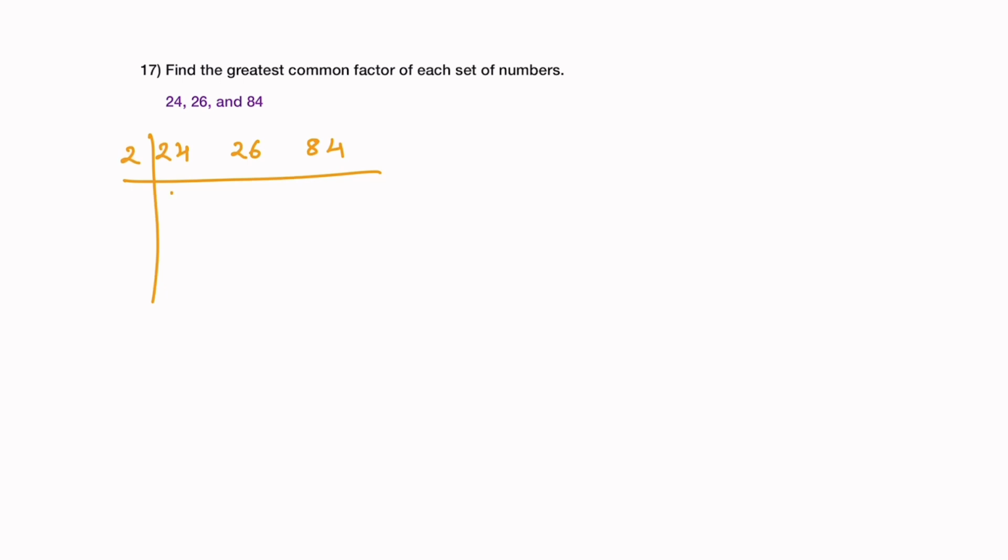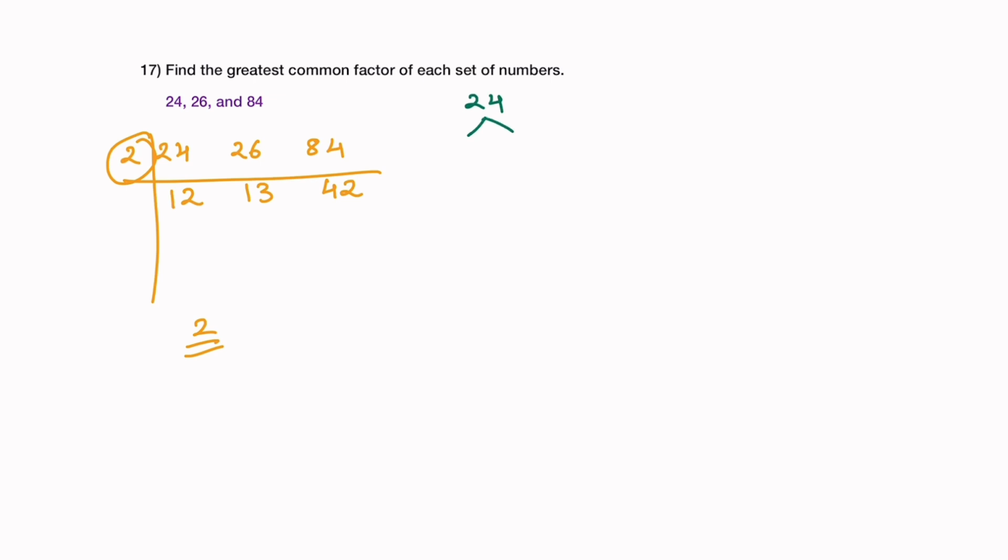That's 24 divided by 2 is 12. 26 divided by 2 is 13. 84 divided by 2 is 42. Nothing more in common. So we stop here. So the greatest common factor is just 2. 2 is the answer for that. Okay. Let's go for the next method.